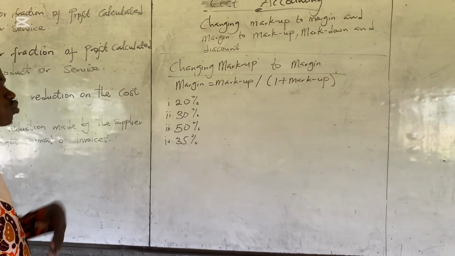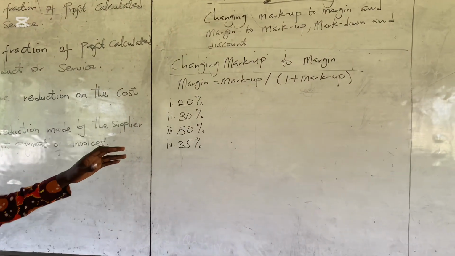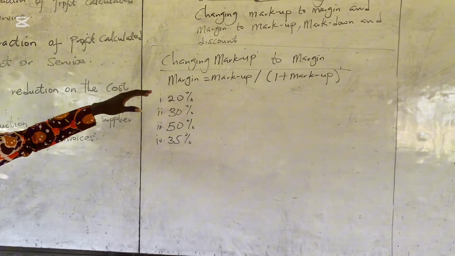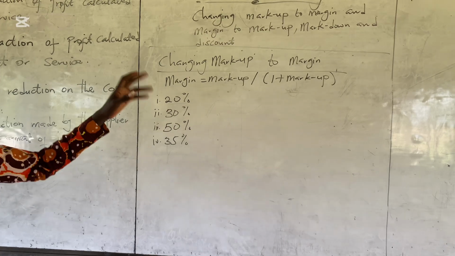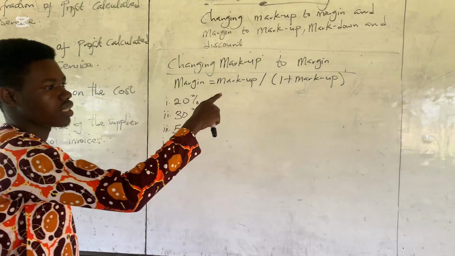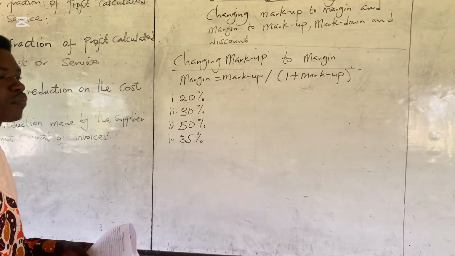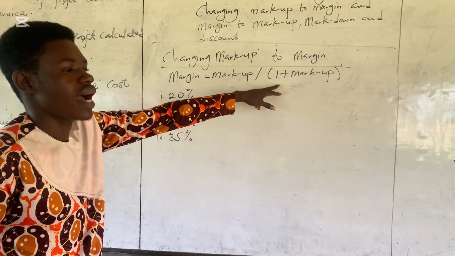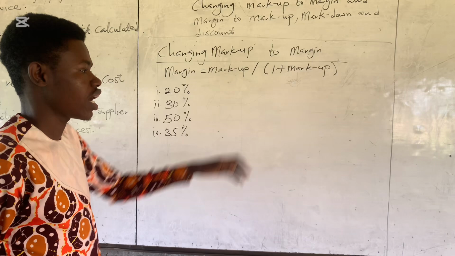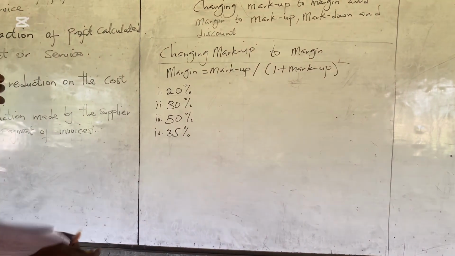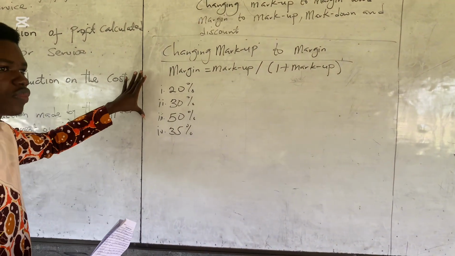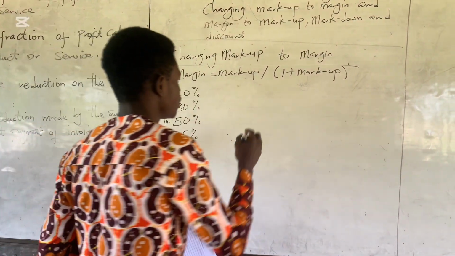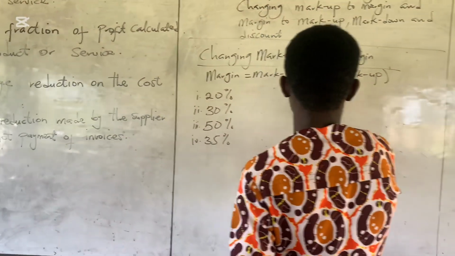Let's move on to changing markup to margin. The formula for margin is markup over brackets 1 plus markup. For the markup it was 1 minus margin; now it's 1 plus markup. We are using the same percentages to get the margin.